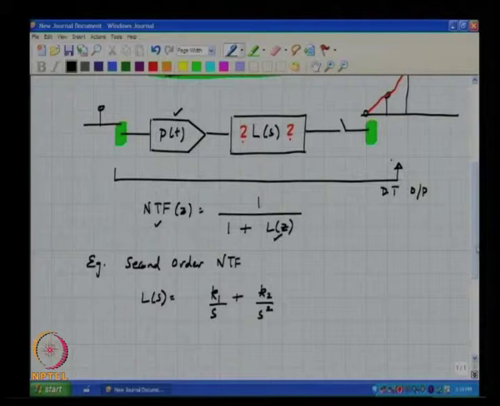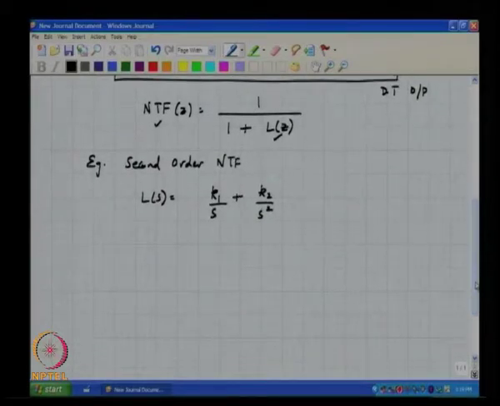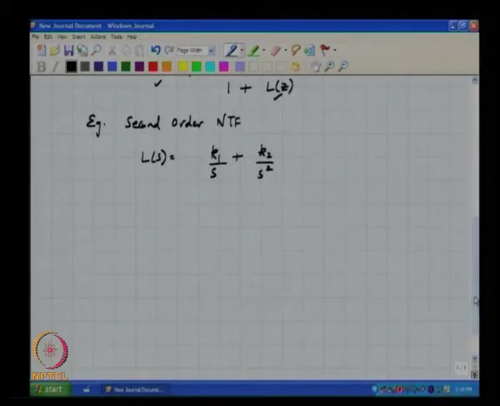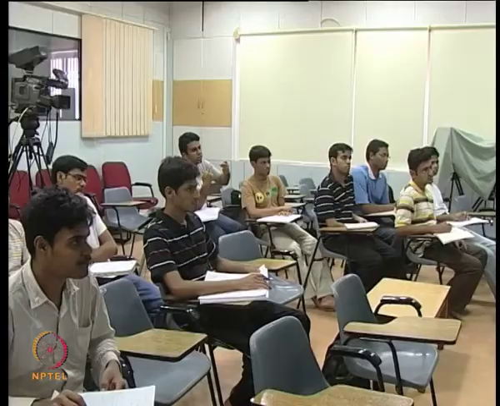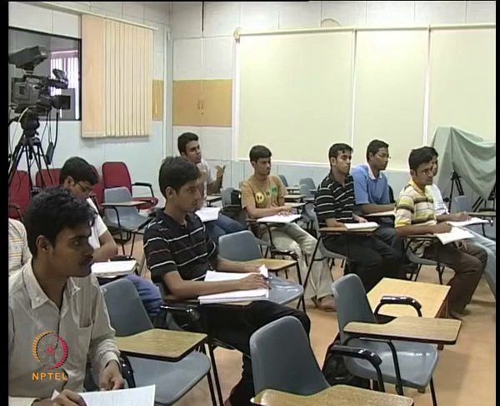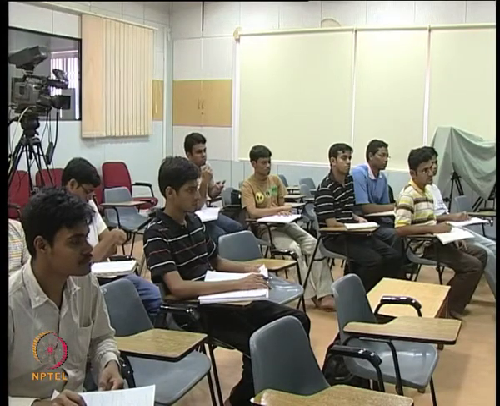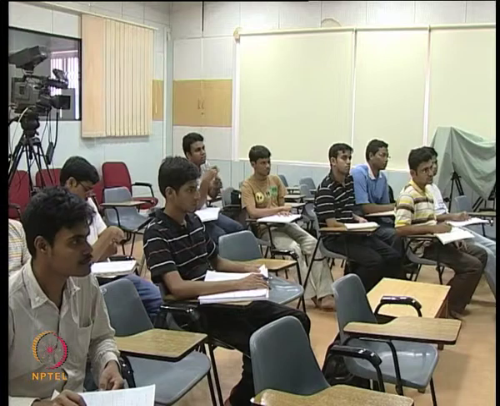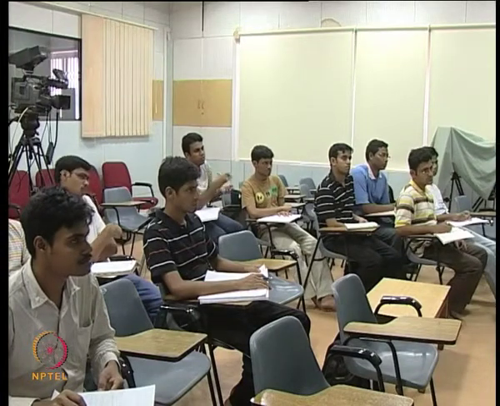Now, let us try and extend this to a high order NTF. So, does that mean for any L of Z you can always find an equivalent L of S? Is that what it means? Because you are getting consistent solutions. Let us say that you are not getting consistent solutions: you take two equations, you get one solution; you take another set of two equations, you get another solution. That means no L of S is possible for a given L of Z.